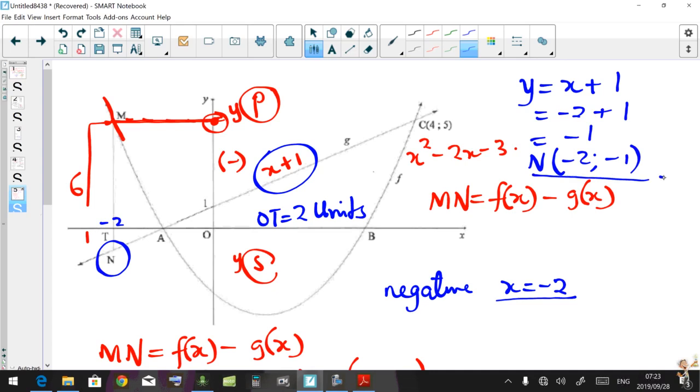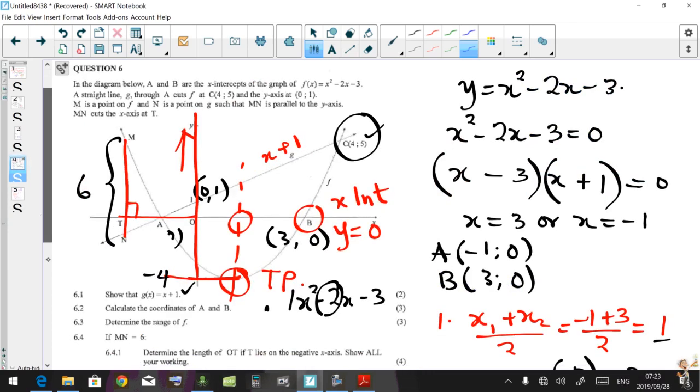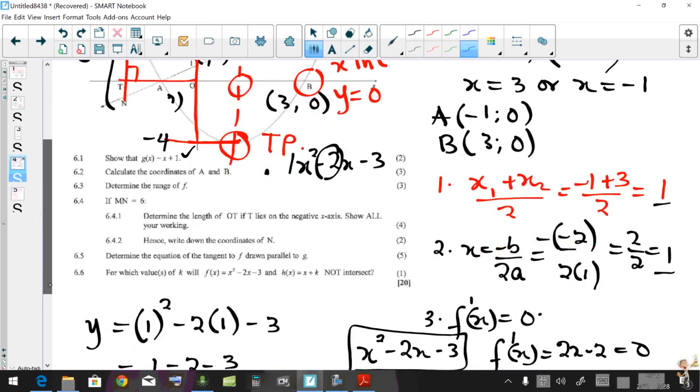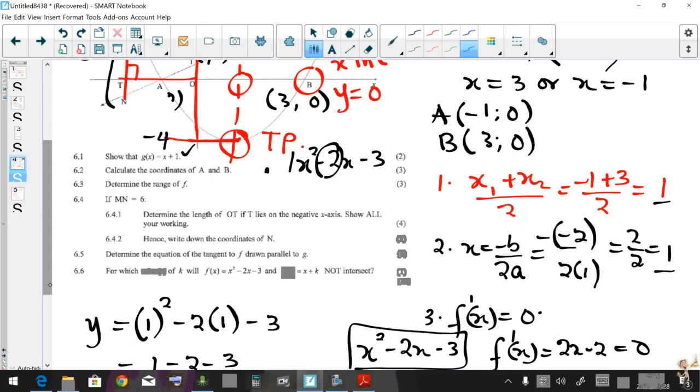Done. Alright, so what function is about what you can see. And you must learn to see well. 6.5. Let's go. What is 6.5 saying? Determine the equation of the tangent to f parallel to g. Now, let's check something. Equation of a tangent is a straight line. So basically we're looking for y equals mx plus c.